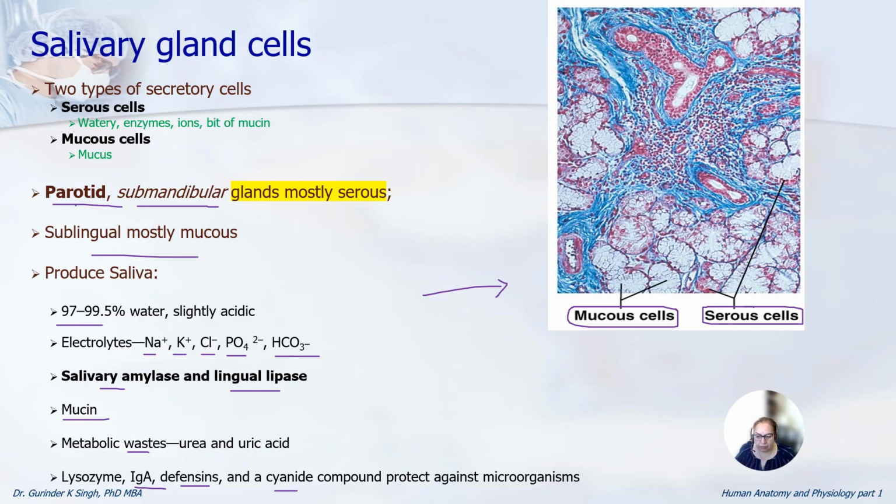Saliva also has lysozyme, which is extremely potent against gram-positive bacteria. It also has IgA, which binds to bacteria and tries to clump or agglutinate them. Some defensins and other antimicrobial proteins are present, all produced by the serous cells of the glands. And a very dilute amount of cyanide compounds is present in our mouth cavity, which is very potent against microorganisms.